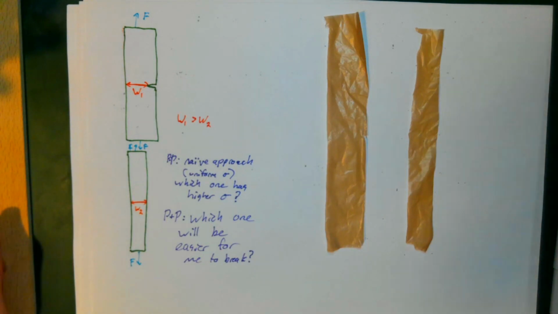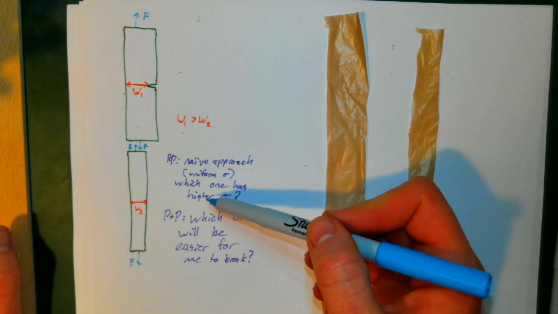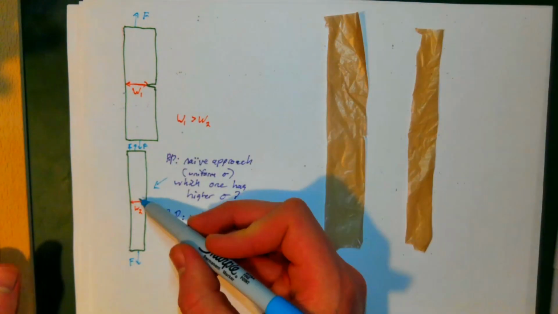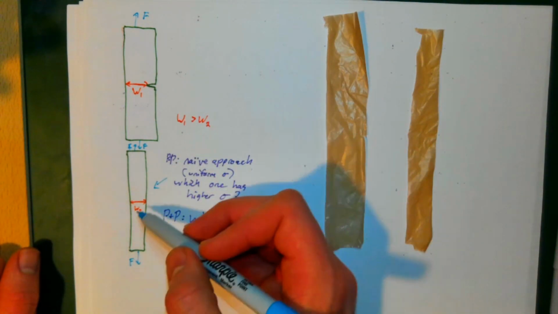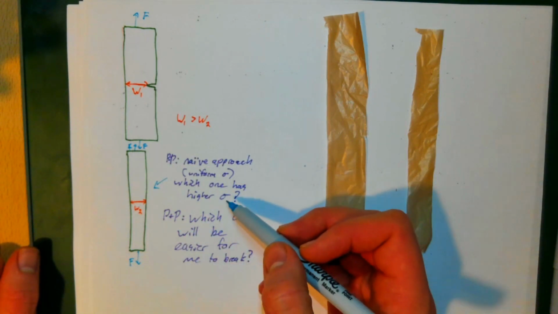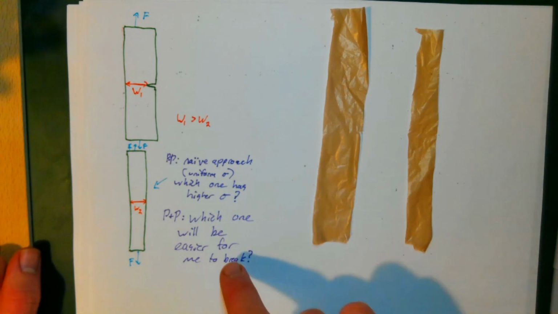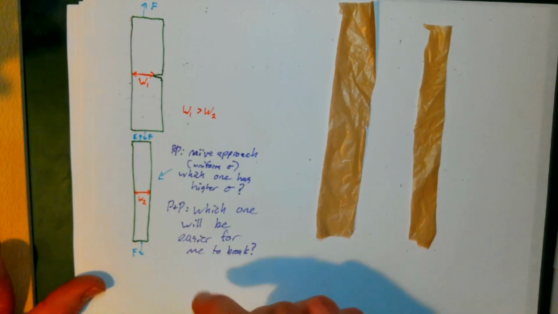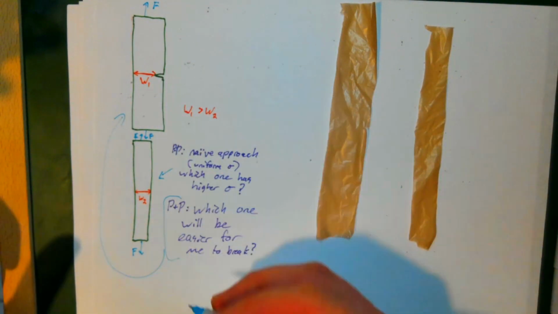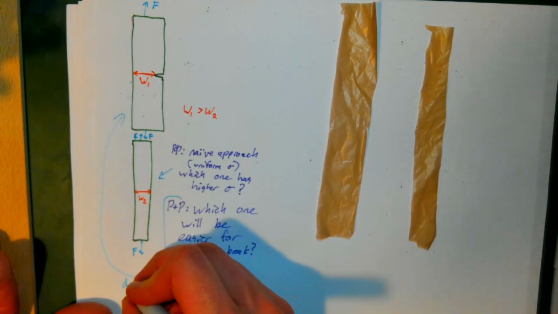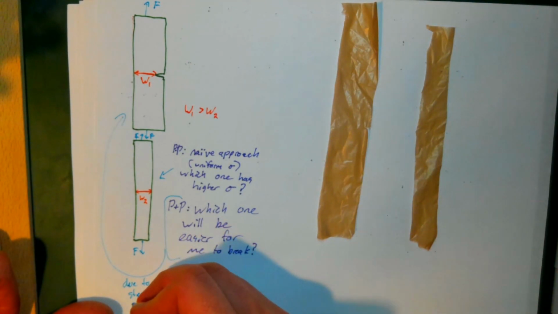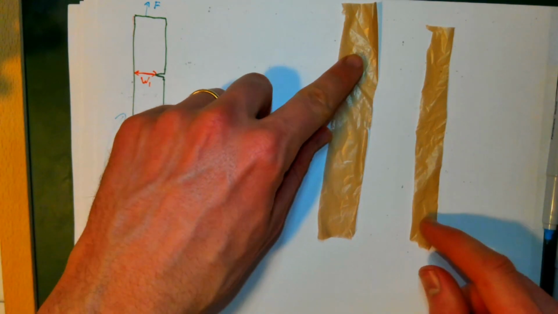sigma? Well, from the naive approach, this would predict this one has the higher sigma, right? If W2 is less than W1, then the same force divided by a smaller cross-sectional area, the naive approach would predict this one. But, spoiler alert, which one's going to be easier to break in real life? It's actually going to be this one, due to stress concentration. And I'll show that right now.